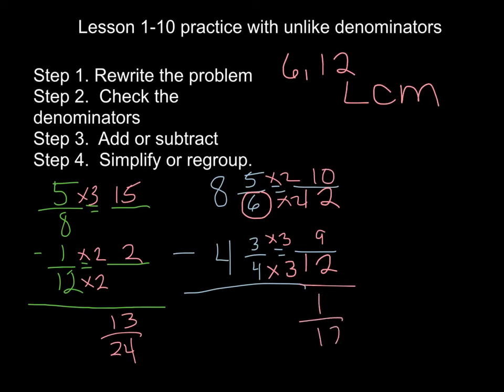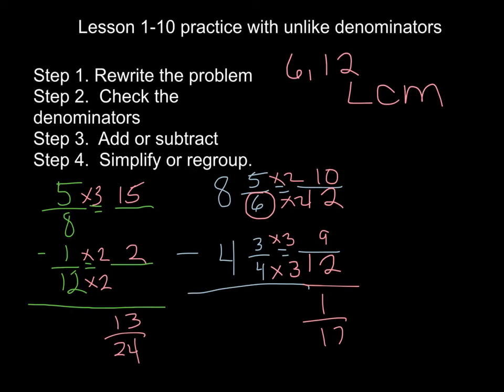Our final step is to check to see if it can be simplified or if it's improper. We're subtracting here, so it won't be improper. And it cannot be simplified because our numerator is a 1, which is prime, and you only have one unit, so you can't simplify that.